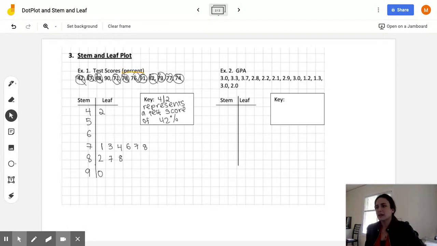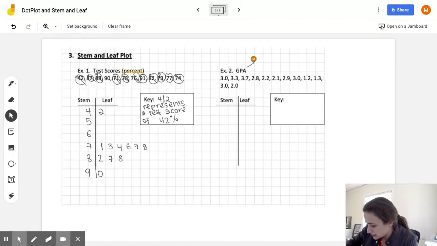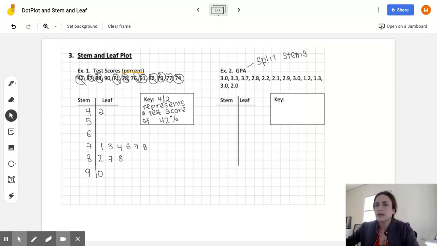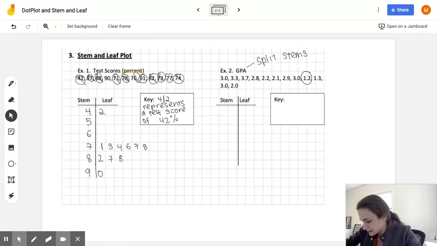Okay, so the next example is about GPA. This is an example of something where you have to use what's called split stems. Split stems is basically when the data points aren't spread out enough for you to have enough data, so you actually split each one in half. So let me explain this a little bit better. What's the lowest GPA here? It's 1.2, right? On the highest GPA, no one got above 4.0 here, so it's 3.7.